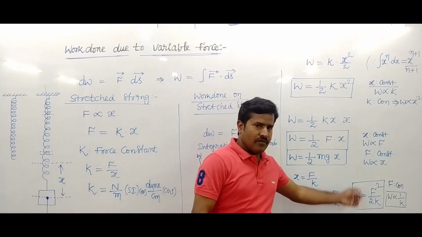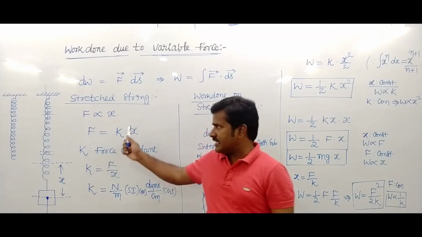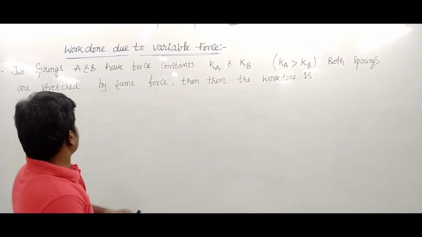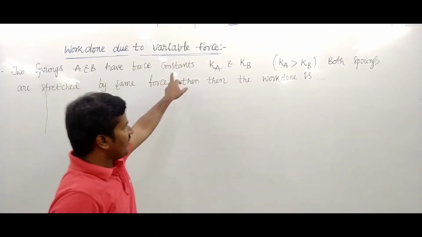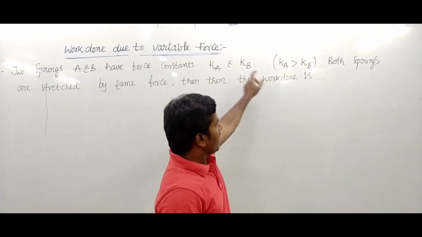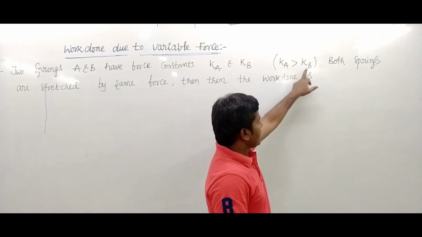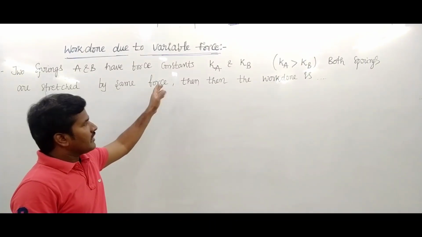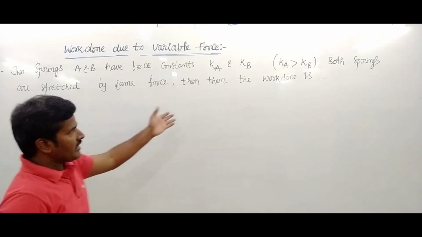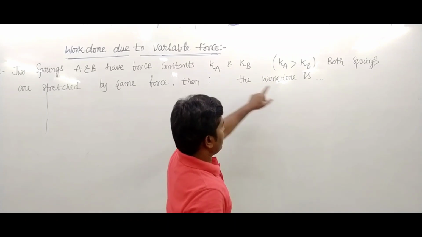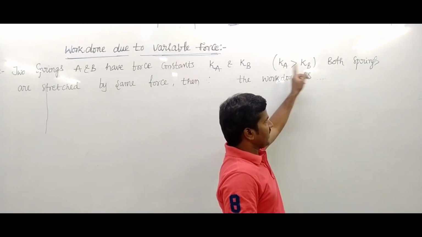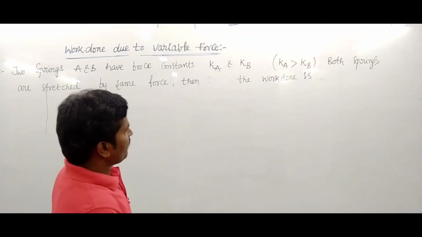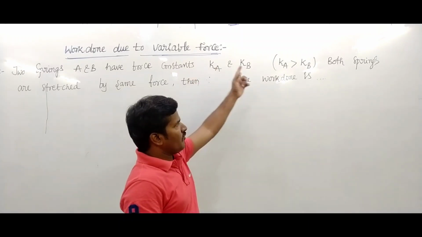Now, work done on a stretched spring. In this problem, two springs A and B are given, having force constants Ka and Kb, where Ka is greater than Kb. Both springs are stretched by the same force. Then what is the work done? In which spring is the work done more: the first spring or the second spring?